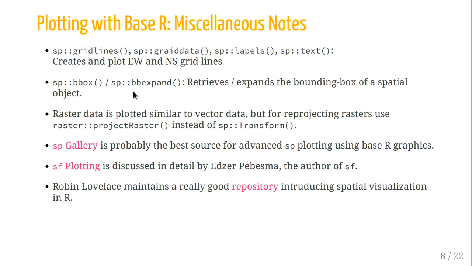And then sometimes you really need to know what's the bounding box, the least area polygon that covers all your data. So that's bbox. And if you want to expand that a little bit, you can expand the bbox. That's very useful when you're plotting data. Raster data is pretty much plotted similar to how the vector data is plotted. You just plot the raster. I'll show you a sample call later on. But when you want to transform raster data, you are going to call projectRaster rather than spTransform. So, yeah.